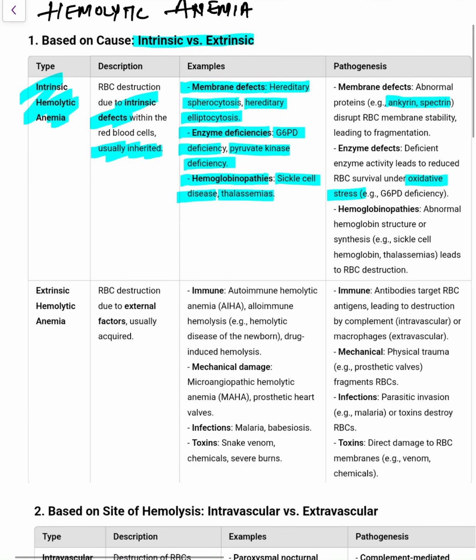So there are three main headings: one, membrane defect, enzyme defect, and hemoglobin defect. This you have to remember.